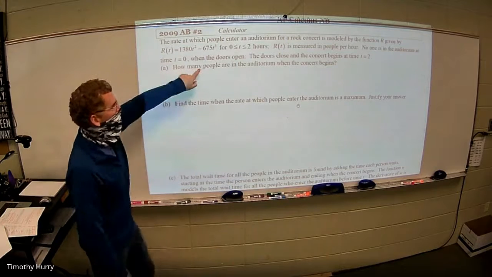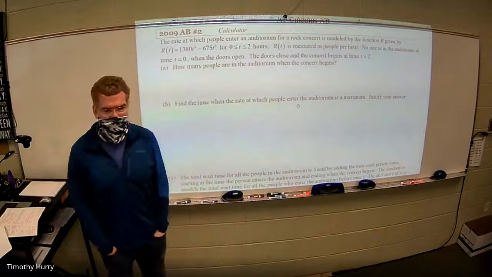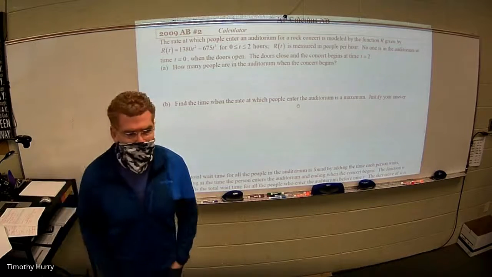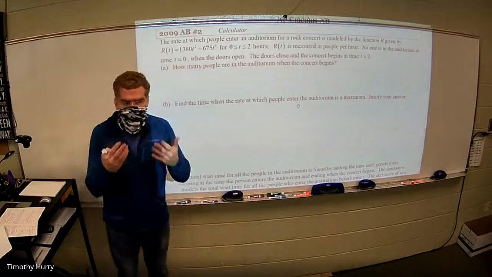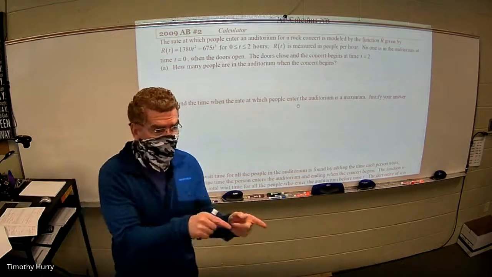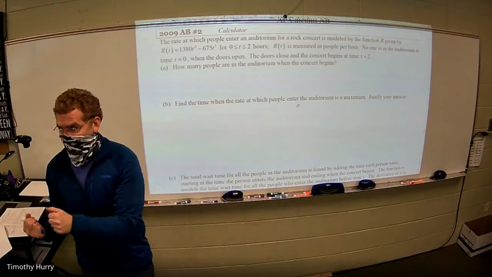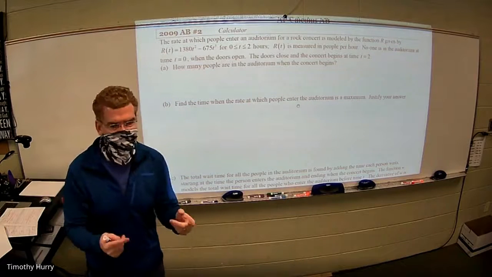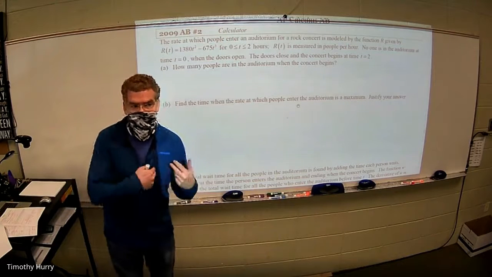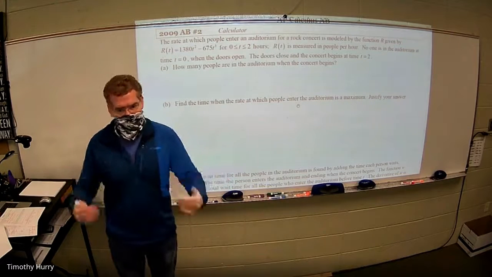A, how many people are in the auditorium when the concert begins? Now, I check it a little easy on you because a lot of people go, oh, you integrate a rate, you get an amount. You integrate a rate, you get a change in the amount. Then you would add that change in the amount to the initial, right? But AP cut you some slack and said there was no people in there. There were no people in there. So if you didn't add it to 0, you would have still been okay and got your points.